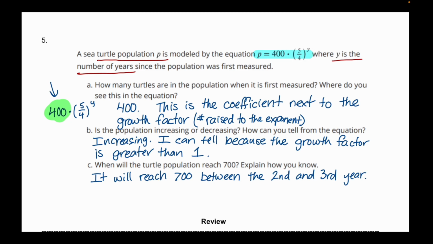And I would explain how I know by saying 400, and I'm just going to show the math I did. 400 times 5 over 4 to the power of 3 was 781.25, and then 400 times 5 over 4 to the power of 2 was, I believe, 625. Yeah, 625. And so that's how I checked. So that's my explanation.